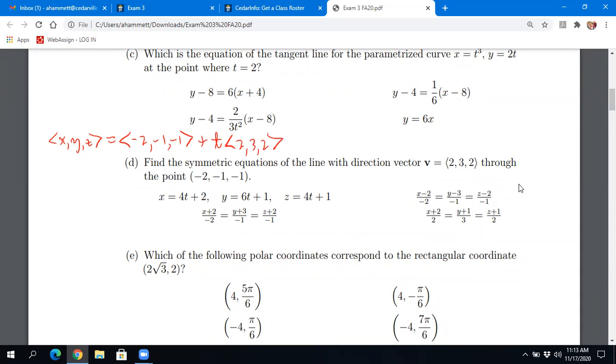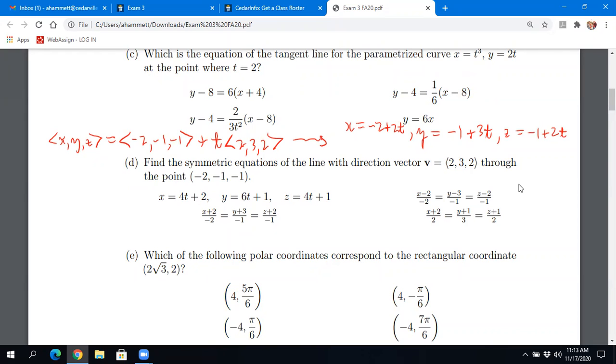And from that, you can get the parametric equations: x equal to -2 plus 2t, y equal to -1 plus 3t. All I'm doing is distributing the t to the direction vector and combining coordinates, okay? And z equal to -1 plus 2t. There it is, okay? And then we get the symmetric equations by solving for t, correct?